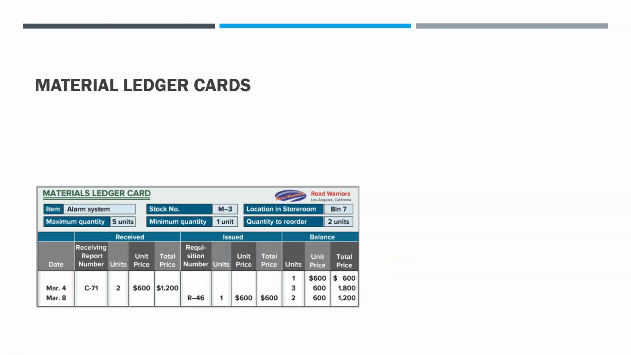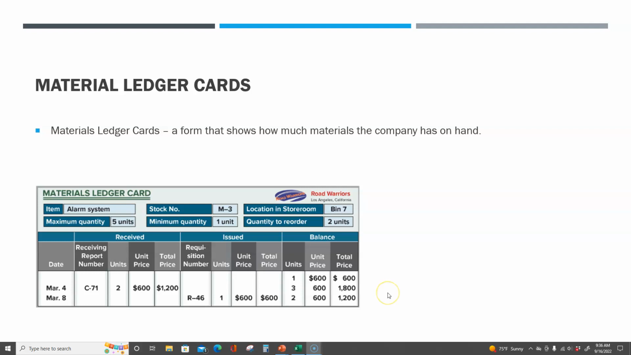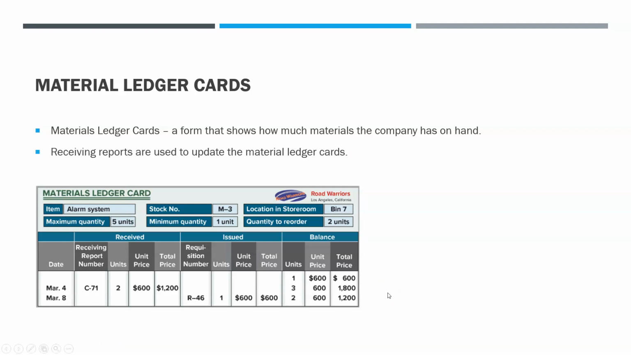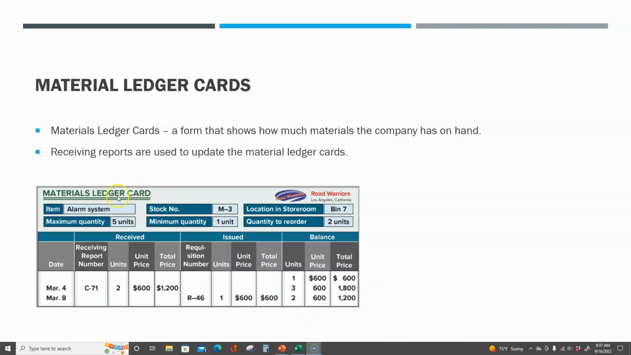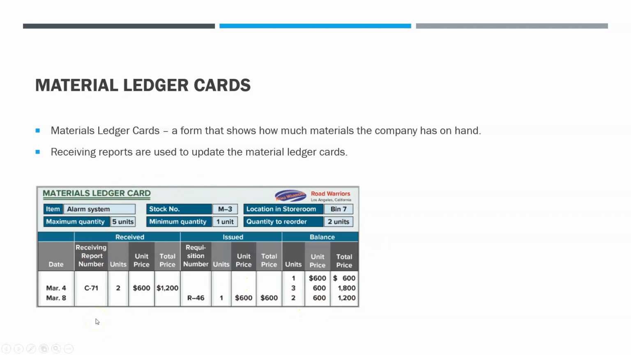The material ledger card is another form that they use, and material ledger cards are updated whenever the company receives materials to show how much material the company has on hand. The receiving reports that we talked about in the last slides are used to update the material ledger cards. The ledger cards look like this. Every material used by the company will have its own material ledger card. So this is the materials ledger card for the alarm systems.